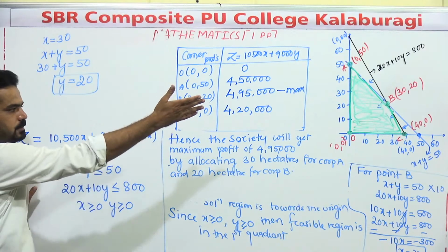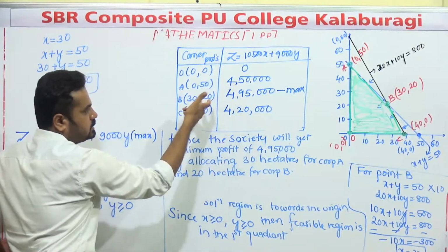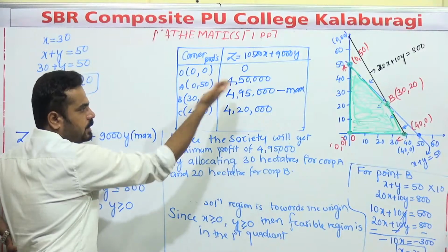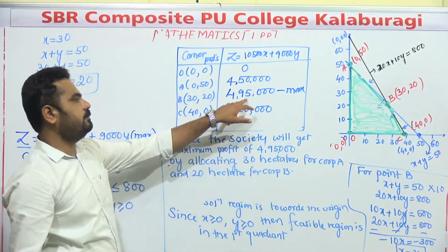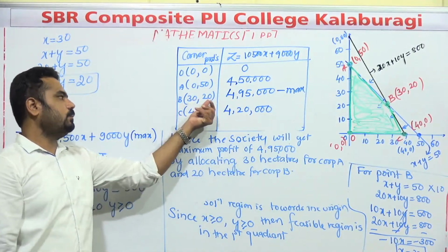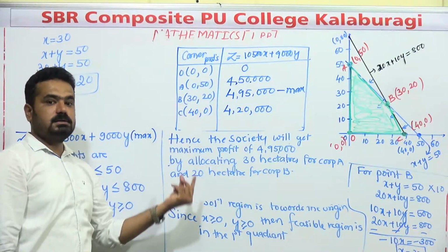After that, we calculate the maximum. We got the corner point. At this point, we are getting the maximum value. The maximum value is 4,95,000. At what point? 30, 20. What is this? The X value. What is the X value?